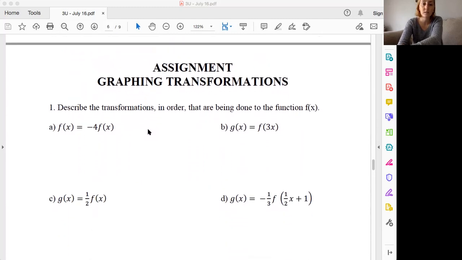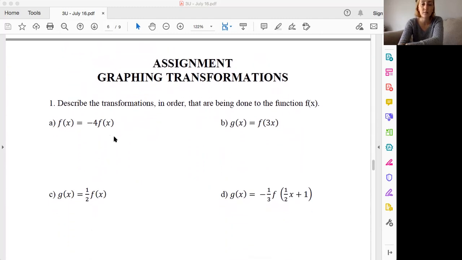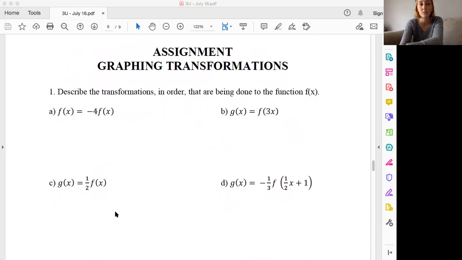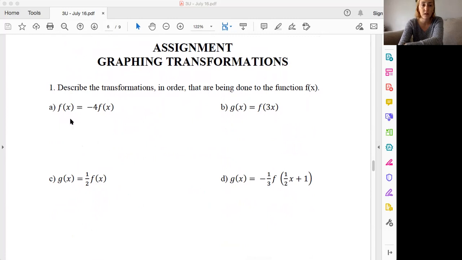So then you have your assignment. So your assignment, you have to describe the transformations that you're doing. So again, is it a horizontal or vertical stretch or compression? Is it left? Is it right? Is it up? Is it down? When you tell me if it's a stretch or compression, make sure to tell me if it's horizontal or vertical. And then your negative means that it's flipped. So it's upside down.